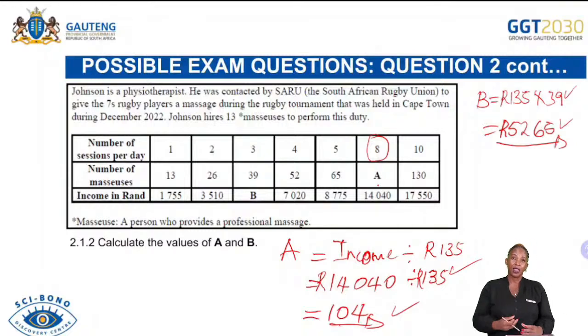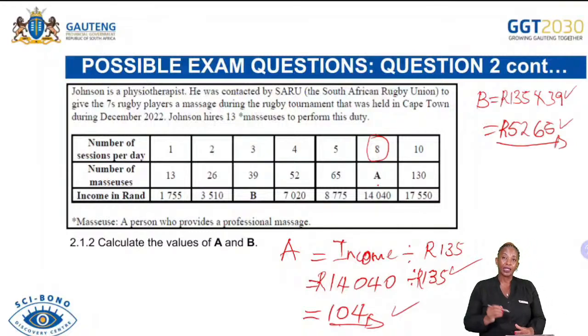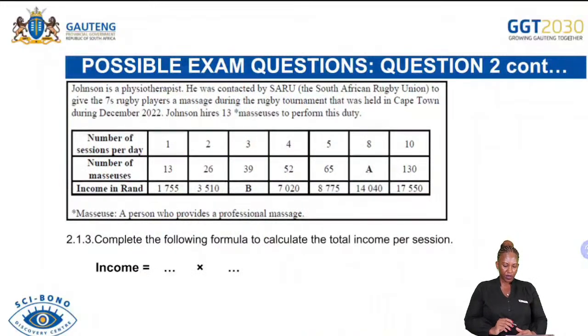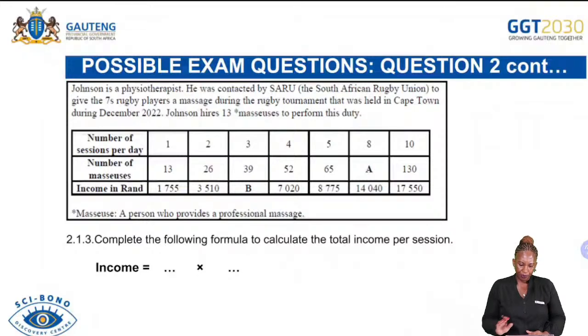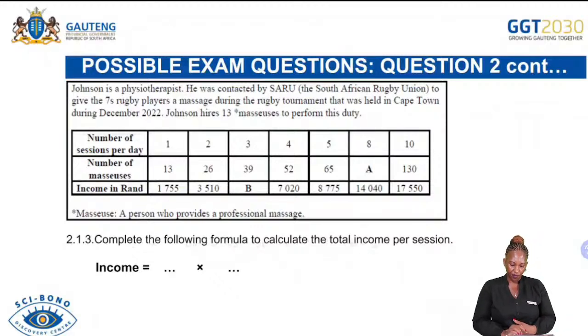Remember I said you have done this work in grade 10 and 11, graphs that tell a story, also the patterns and relations. This is what we are doing now. Now let's have a look at this one. It says complete the following formula to calculate the total income per session. How am I going to calculate the total income per session?